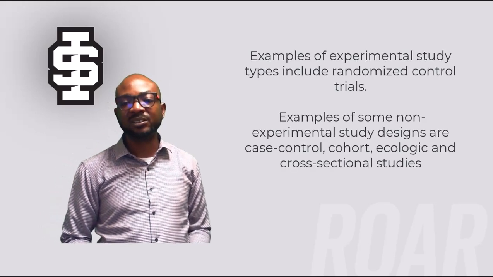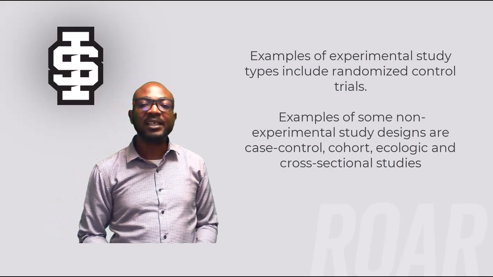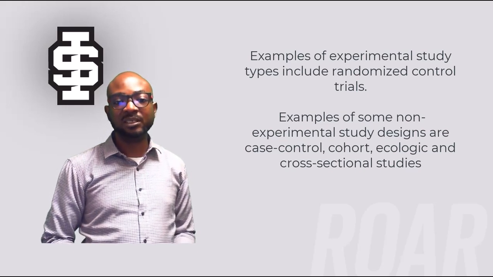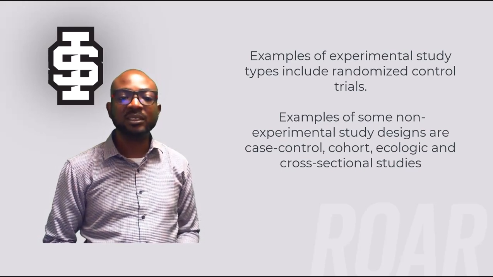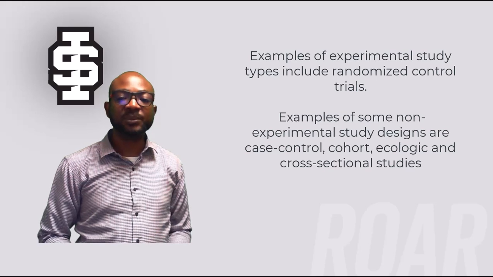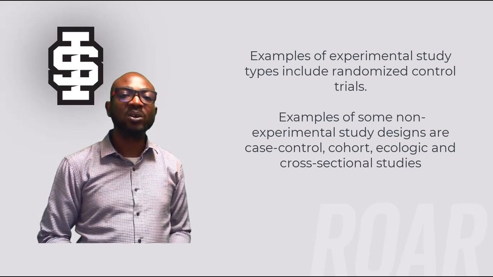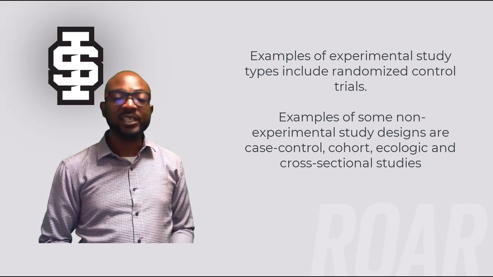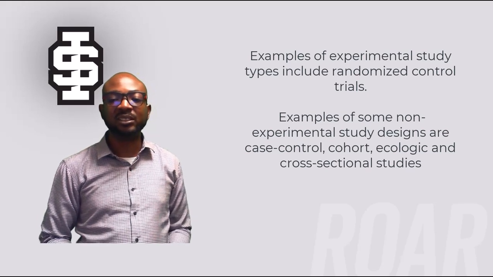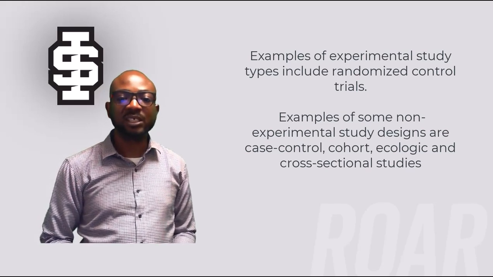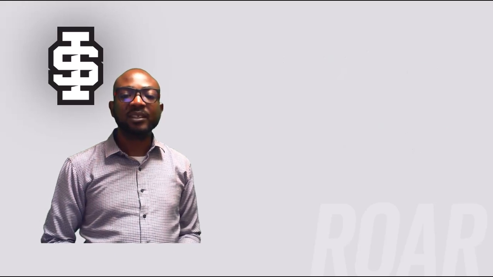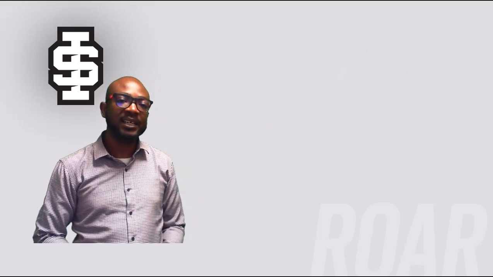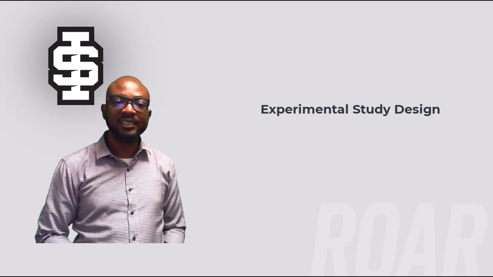Examples of experimental study types include randomized controlled trials, which we will be discussing in greater detail soon. And examples of non-experimental study designs are cohort studies, case control studies, ecologic studies, and cross-sectional studies. So we begin with the first study design, which is experimental study design.